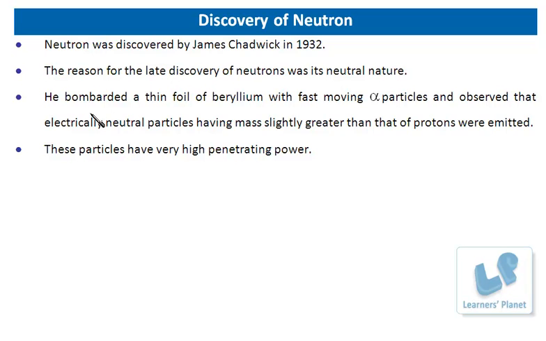Now, how did he discover it? He bombarded a thin foil of beryllium with fast-moving alpha particles and observed that electrically neutral particles having mass slightly greater than that of protons were emitted. Now, what are alpha particles? Alpha particles are helium particles, He-4 with atomic number 2. They bombarded the beryllium nuclei, that is Be-9 with atomic number 4, and they produce carbon-12 with atomic number 6 and the neutron.